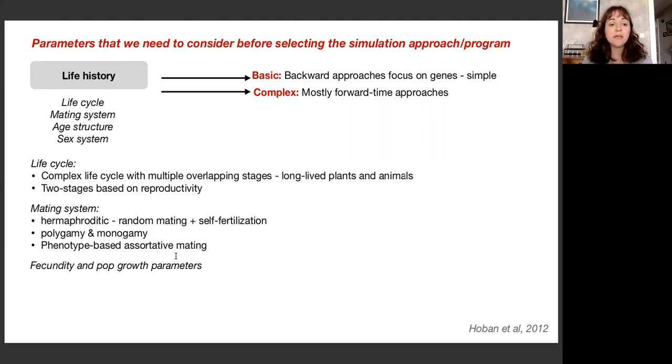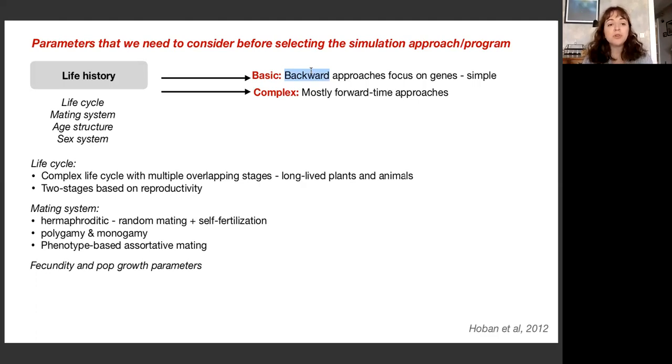one of them is the life history, which can be characterized by the life cycle of the species or the population, the mating system, hermaphrodites or reciprocal mating, the age structure of the population, or the sex system in the population. While considering the life history, if you're going to simulate a basic life history, then the backward approaches, the coalescent-based approaches, are better because they focus on just genes, not the individuals or the populations. You simulate the genes, which is very simple, very straightforward, and very efficient.